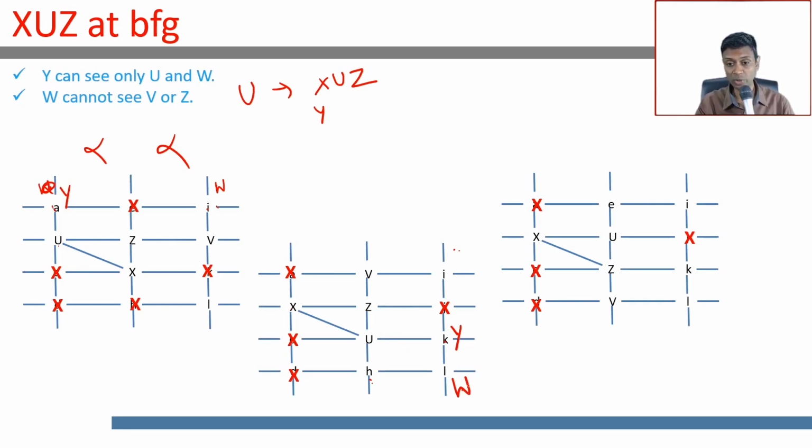Y can see only U and W. UZV on a straight line. X can see only Z and U. W cannot see V or Z. So this works. We have a winner.